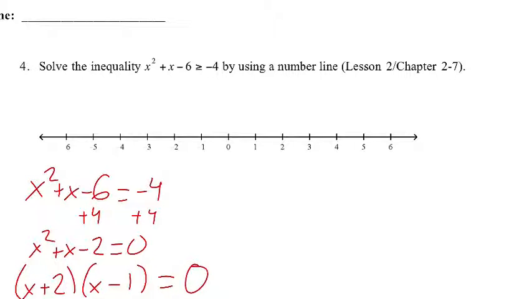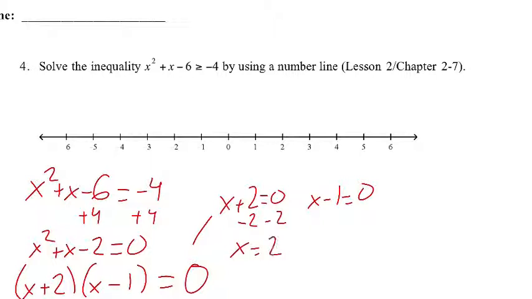So we have x plus 2 times x minus 1 equals 0. Remember, that means either x plus 2 equals 0 or x minus 1 equals 0. Solve for those, you get x equals negative 2. Over here we add 1, x equals positive 1.